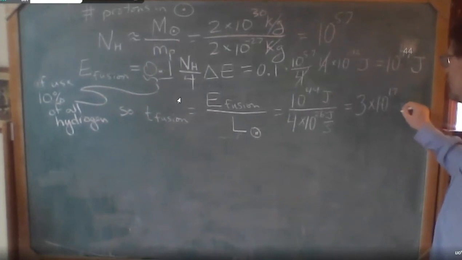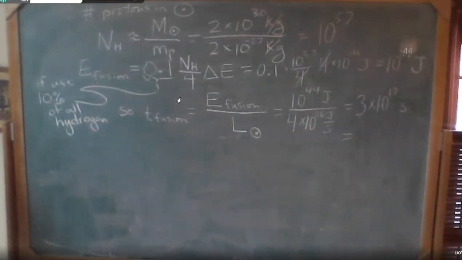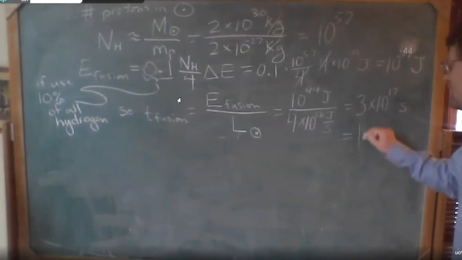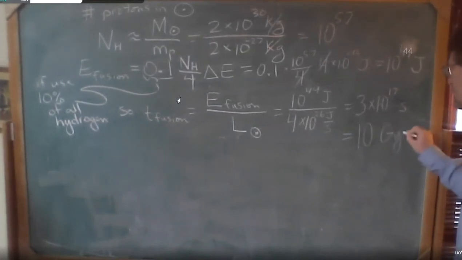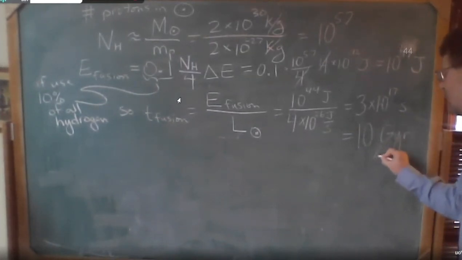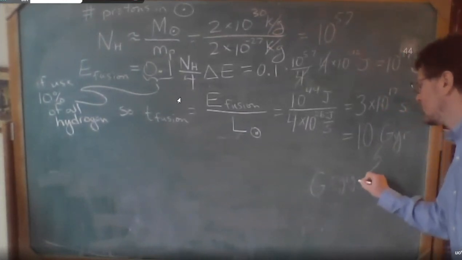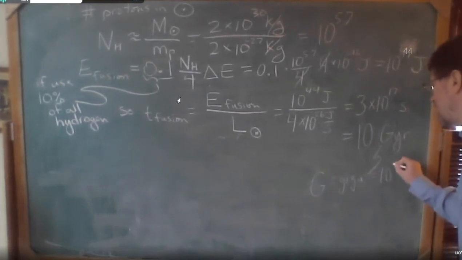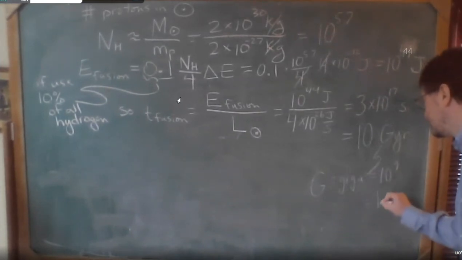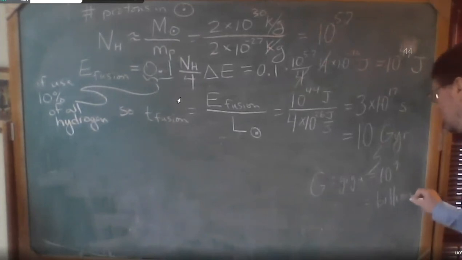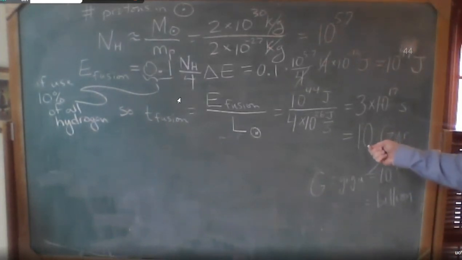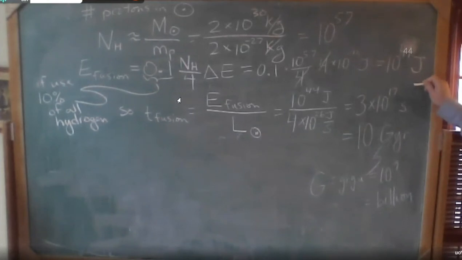Oh my gosh. 3 times 10^17 seconds, which is 10 gigayears. Now this G right here, which means giga, means 10^9 or a billion. So this is 10^10 years. Each year is about 3 times 10^7 seconds. So when we do the conversion to go from seconds to years, we get 10^10 years, or 10 billion years.